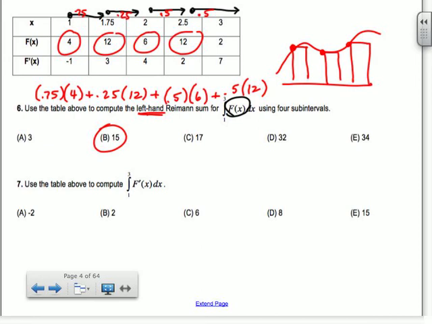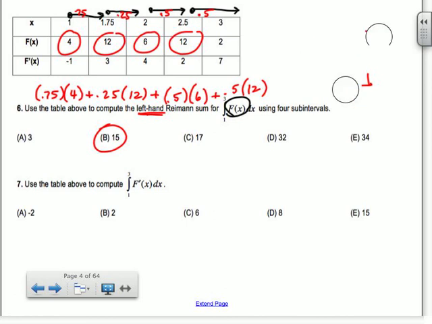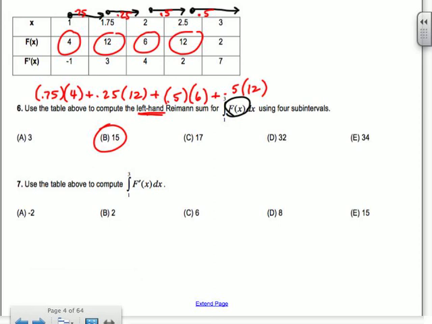Okay. So number 7, it says use the table above to compute the integral from 1 to 3 of f prime of x dx. Okay, when I first looked at this one, I was like, oh wait, they didn't tell me what to use for my approximation, like left hand, right hand, midpoint. But then I was like, oh, this is an exact answer. Think about it. How do you integrate? So how do you integrate f prime of x? You get capital F of x, right?